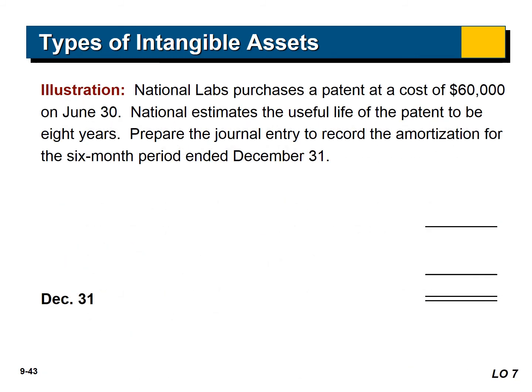So here's an example. National Labs purchased a patent at a cost of $60,000 on June 30th. They estimate the useful life to be 8 years. Prepare the journal entry to record amortization for the 6-month period ending December 31st.